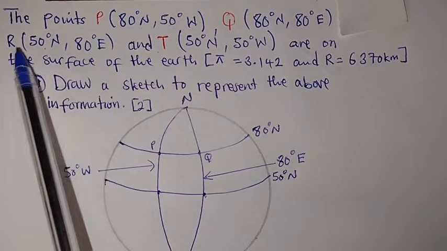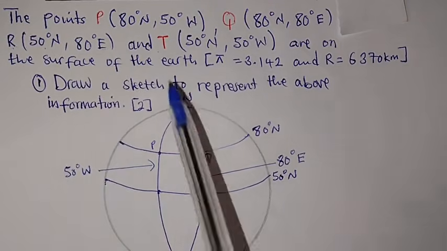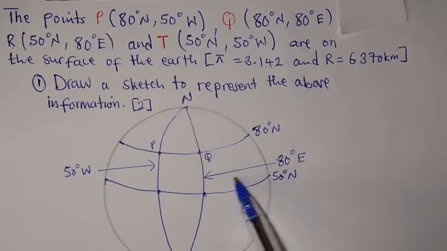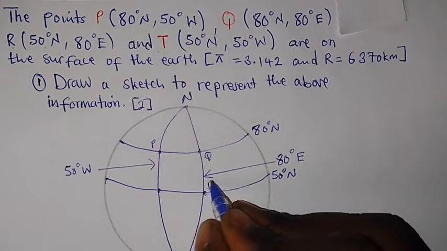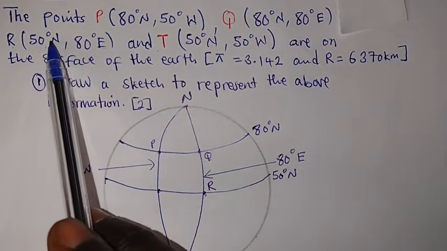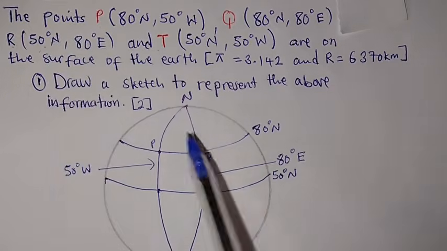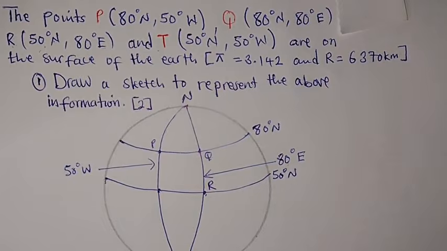So look at point R, it is on longitude 80 degrees east. So where is our longitude? This is the longitude 80 degrees east. So your point R is going to be placed right here, okay, because R is on 50 degrees north and 80 degrees east, and this is the longitude where we have 80 degrees east. So don't rush to put the points, you must take time, okay.